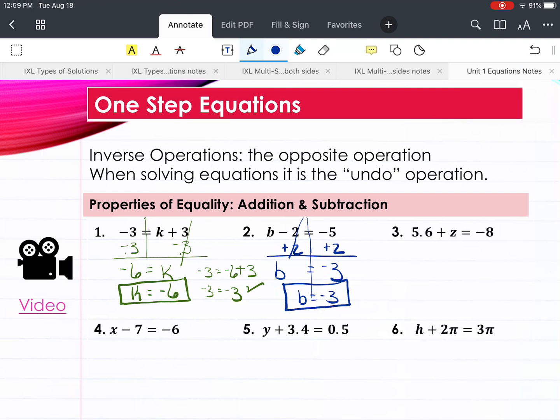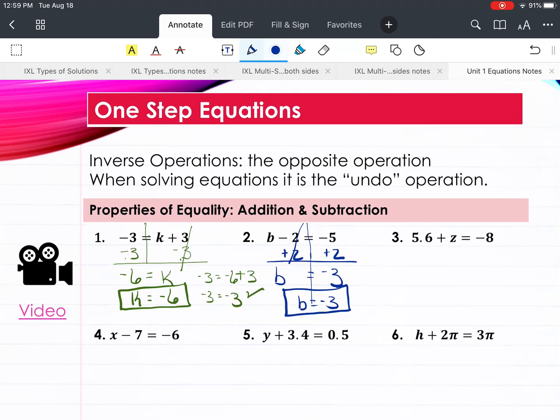Now be careful here. That positive in front of that z belongs to the z. What about that 5.6? Is there anything in front of it that says it's not positive? Does it say it's negative? If it doesn't say it's negative, then it is positive, right? If we want to write positive 1, we just write 1. So this is positive 5.6. Well, how would I undo positive 5.6? I would subtract it. What I do to one side of an equation, I have to keep that balance. What I do to one side, I must do to the other.